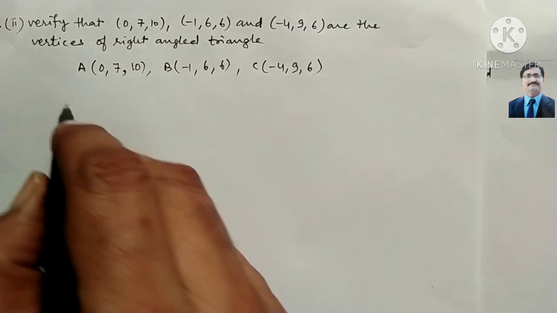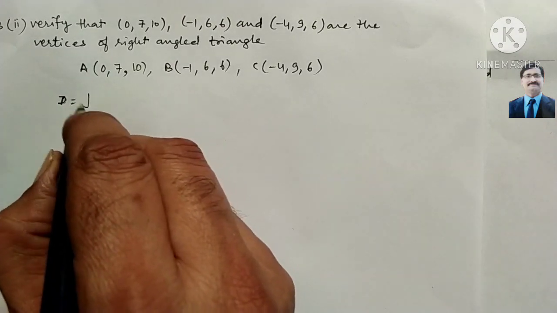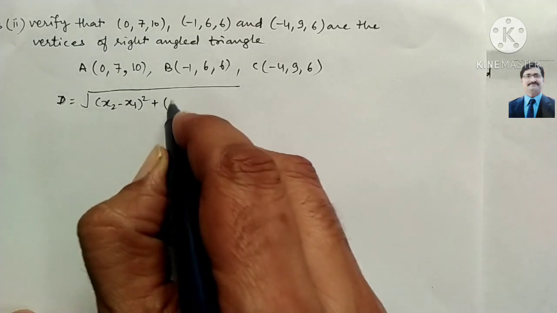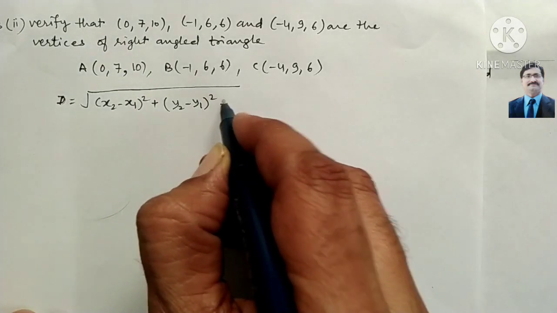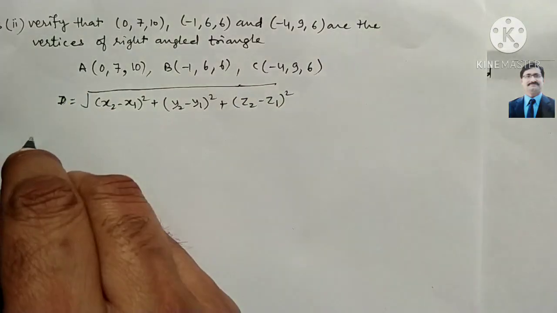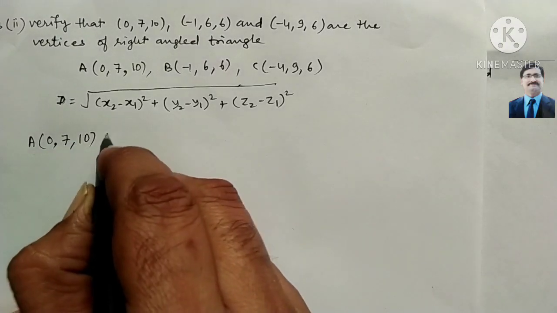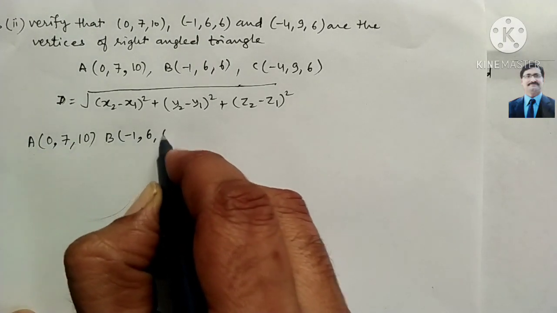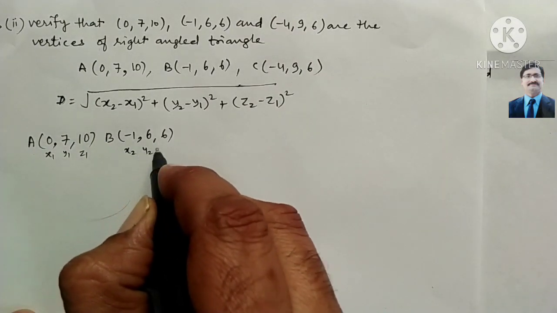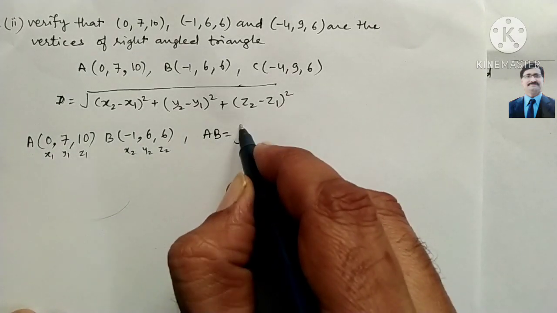First we have to find all the distances. First we write the distance formula, which we know already. This is the square root of x2 minus x1 whole square plus y2 minus y1 whole square plus z2 minus z1 whole square. And first we find the distance of AB. So A point is 0, 7 and 10, and B point is minus 1, 6 and 6. So these are x1, y1 and z1, these are x2, y2 and z2, and we have to find the distance AB.